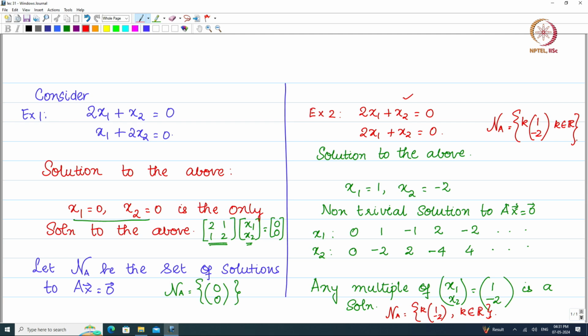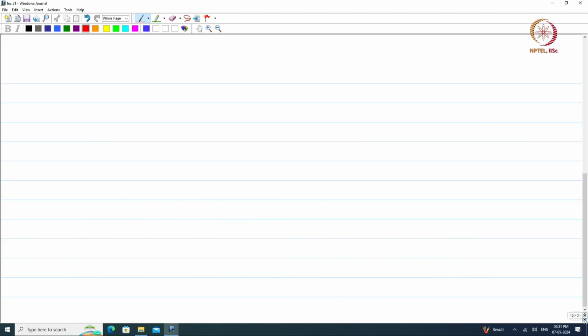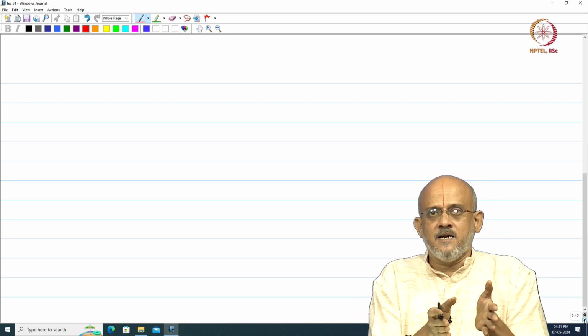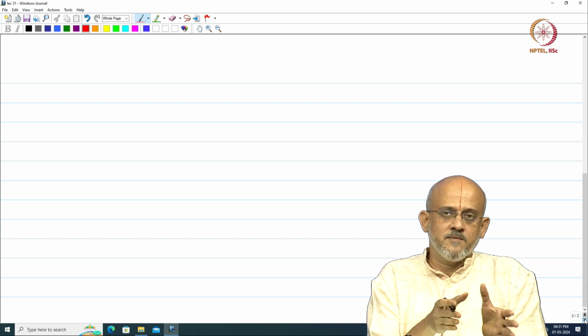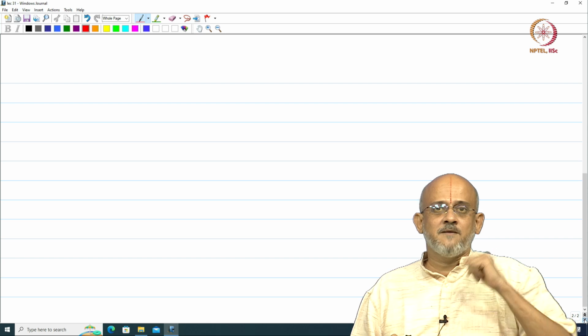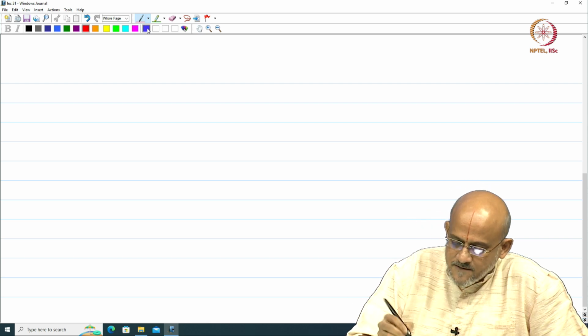There is something interesting that comes out here. Suppose we look at the geometry of the solutions to the homogeneous system of equations that we have here, the one with 2x1 plus x2 is equal to 0 and x1 plus 2x2 is equal to 0, and on the other side the geometry of the other one. We see something interesting coming out. Let us look at what it is.